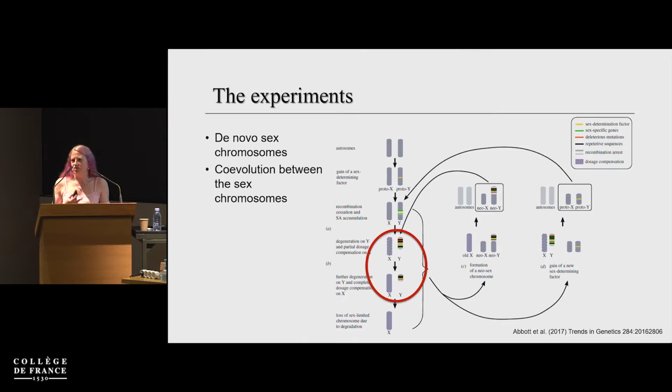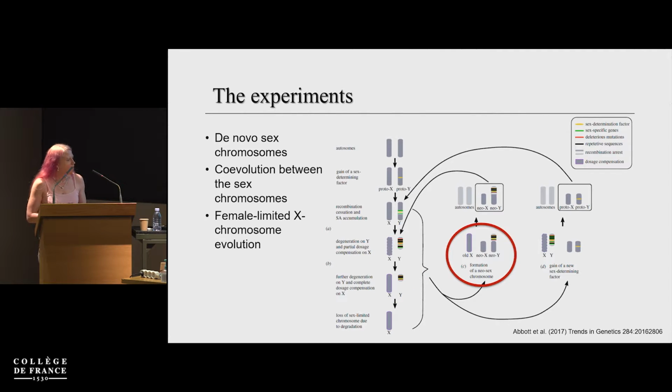Another component was trying to look at the possibility for co-evolution between the sex chromosomes, so thinking that if you have degeneration of the Y, that perhaps the X can compensate for this somehow, outside of the realm of sort of dosage compensation, and that's something that we published last year.